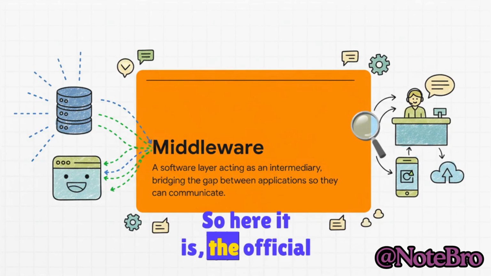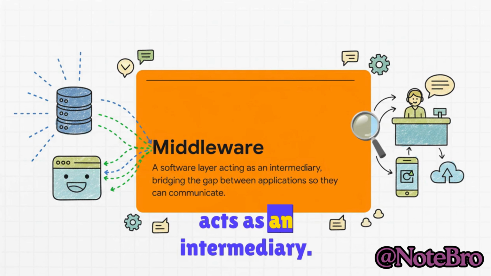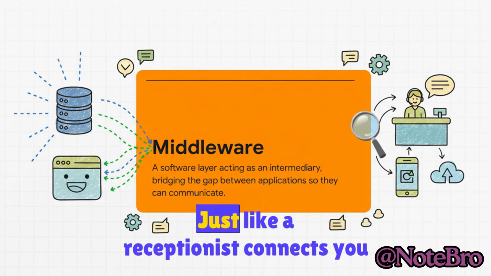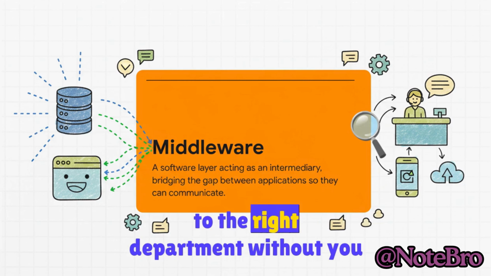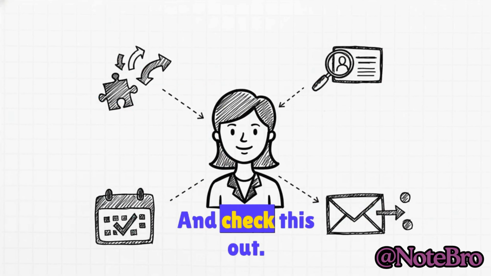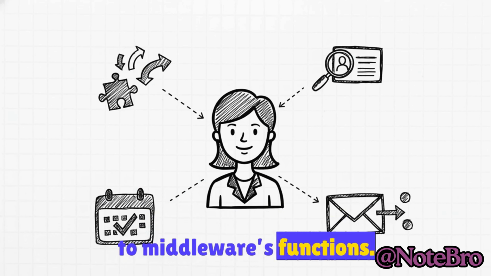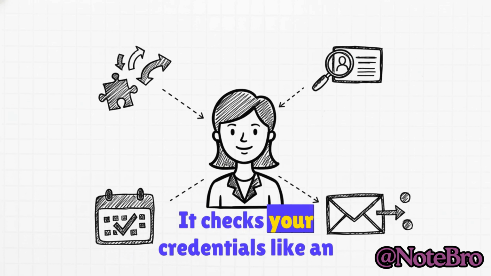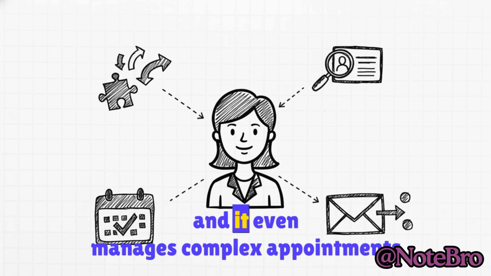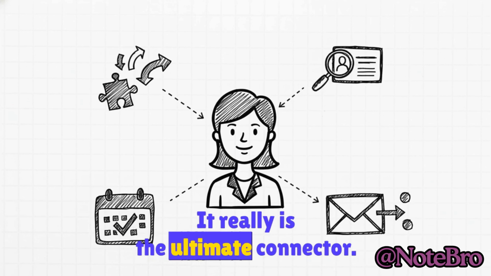So here it is, the official definition. Middleware is that software layer that acts as an intermediary. It's the bridge that lets all these different applications talk to each other, just like a receptionist connects you to the right department without you having to know the entire company directory. And check this out. The receptionist's main jobs map perfectly to middleware's functions. It routes requests, it checks your credentials like an ID badge, it passes messages back and forth, and it even manages complex appointments or transactions. It really is the ultimate connector.